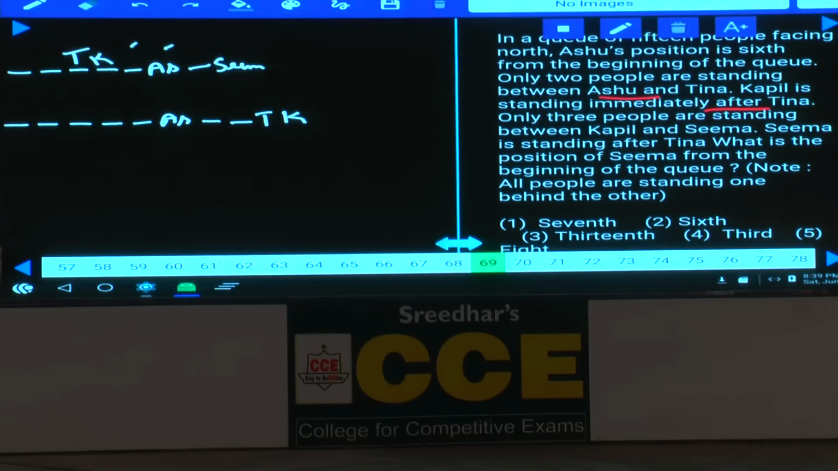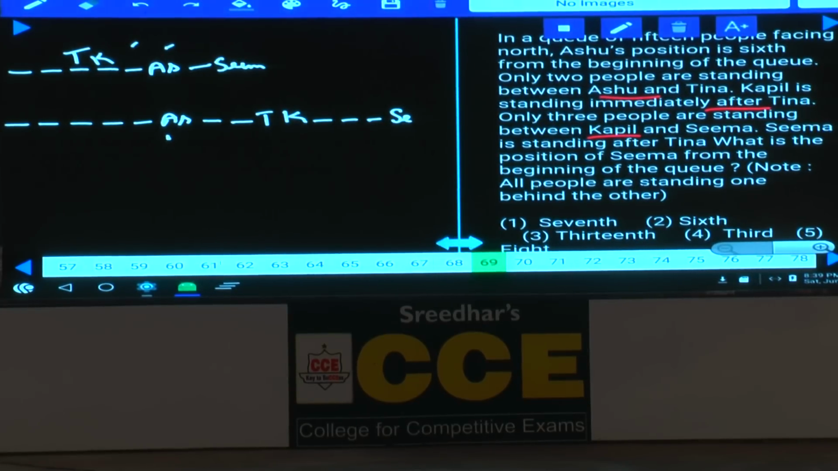Here there are 3 people between Kapil and Seema. The left hand side is not possible because Ashu and Seema must be in the same place. Then the right hand side, 1, 2, 3. Now this person is Seema, with 3 persons between Kapil and Seema. And Seema is standing after Tina in both cases.